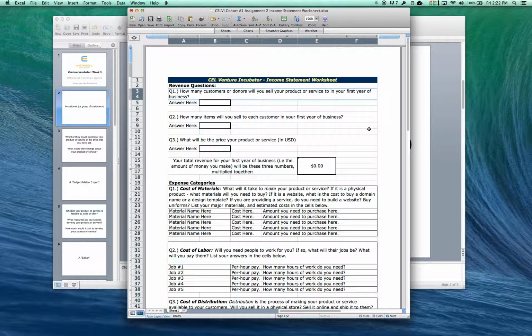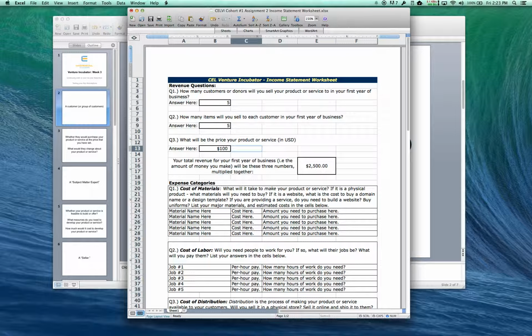These are all going to be estimations, and you should make them with research and with the help of your mentor. The second question is, how many items will you sell to each customer in your first year of business? You're going to answer that in this box here. And the third question is, what will be the price of your product or service in US dollars? You'll answer that here. A lot of you did that research and an estimation before demo day last year. When you write the numbers in these boxes, you will get the total revenue for your first year of business, otherwise known as the amount of money you're going to make. It's going to be these 3 numbers, 1, 2, 3, multiplied together. This spreadsheet will automatically populate that box.